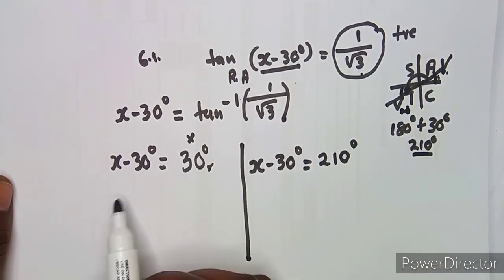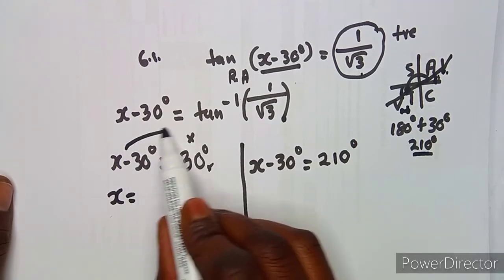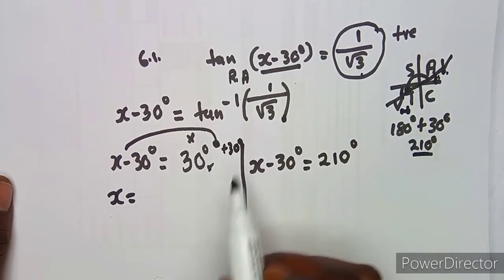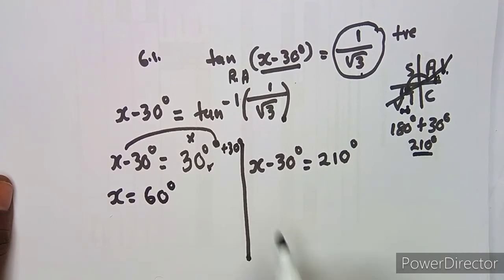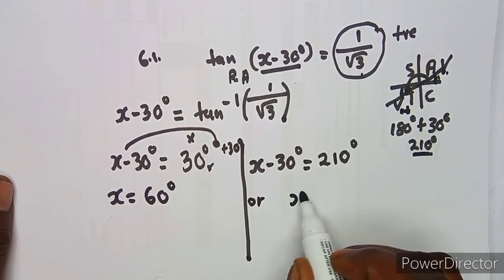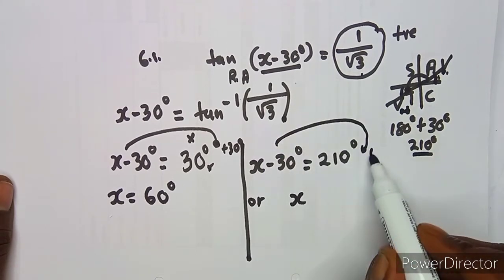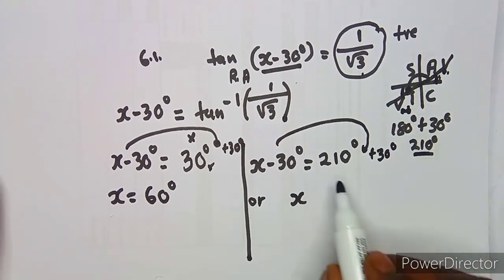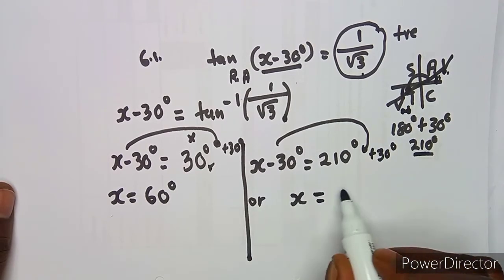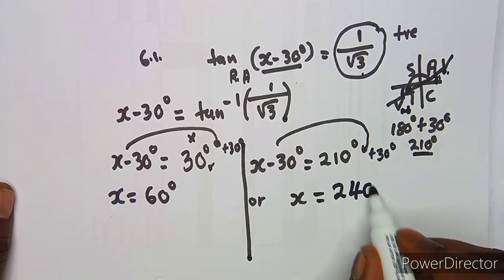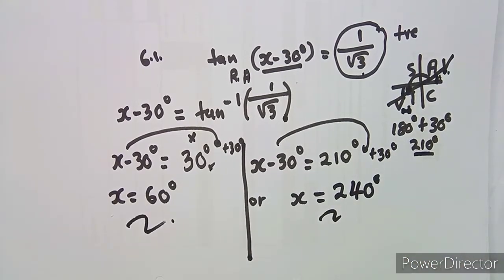So let's solve for x. We can transpose minus 30 to this side, which is going to be plus 30 degrees. So 30 plus 30, which is 60 degrees, or another x: minus 30 to this side, we transpose, it is going to be plus 30 degrees, which is 210 plus 30, which is going to give us 240 degrees. So these are the possible values of x that we can obtain in that interval of 0 to 360 degrees. You are supposed to understand your quadrants, guys. How do you work out your quadrant, something like that?